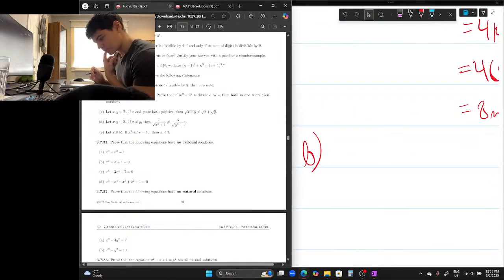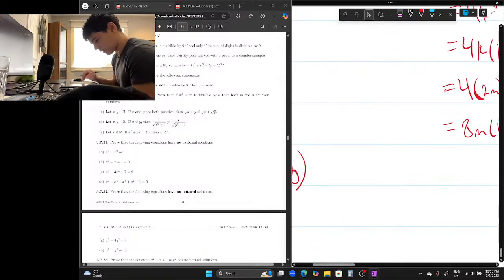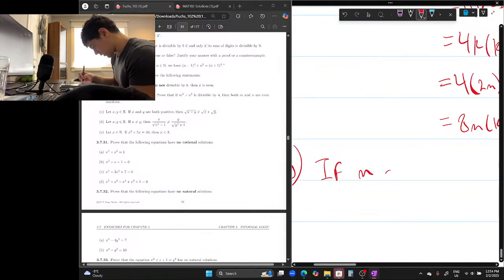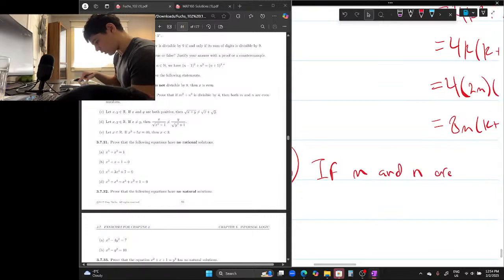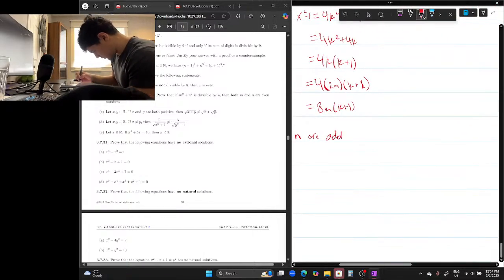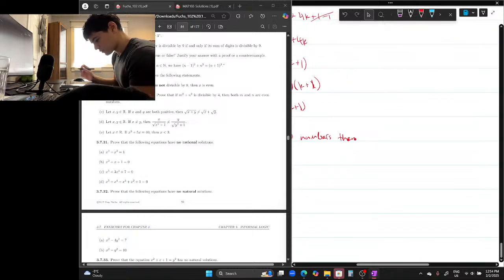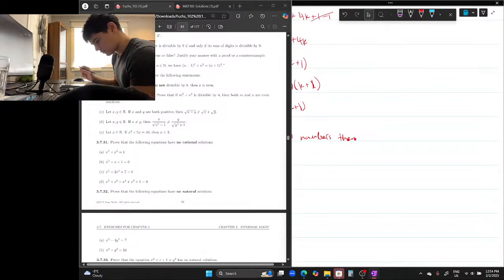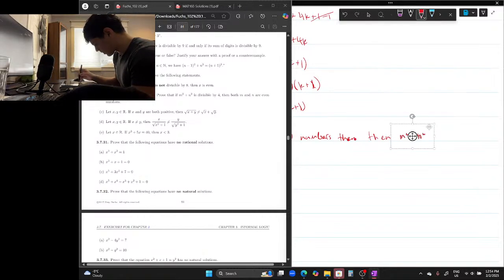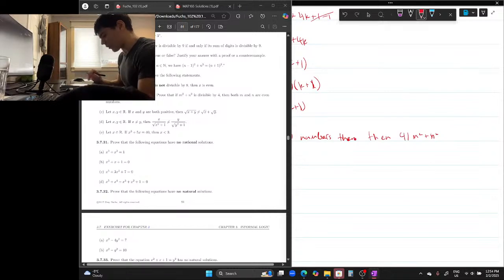30b. Let m and n be two integers. Prove that if m squared plus n squared is divisible by 4, then both m and n are even. So, if m and n are odd numbers, then the sum is not divisible by 4. Okay.